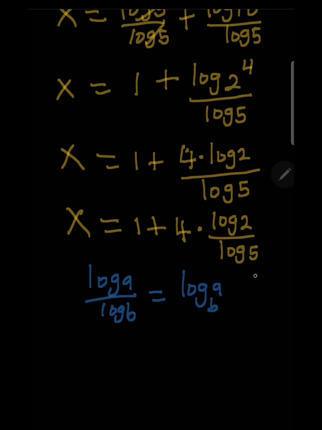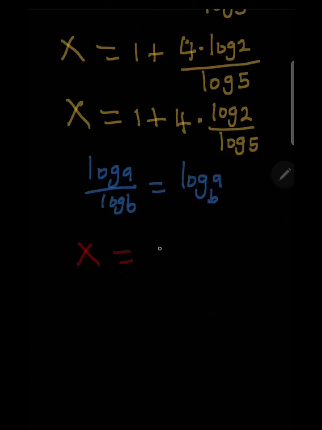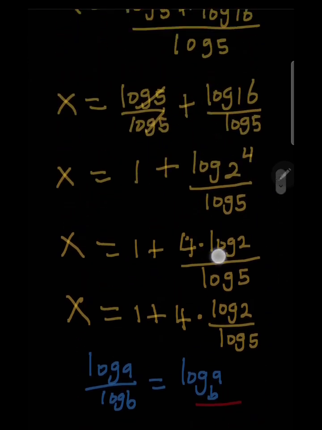When we apply this property to the last term in this equation, we are going to have x equal to 1 plus 4 multiplied by log of 2 over log of 5, which written in this form is going to be log of 2 to the base of 5. So here is the value of x that satisfies this exponential equation.